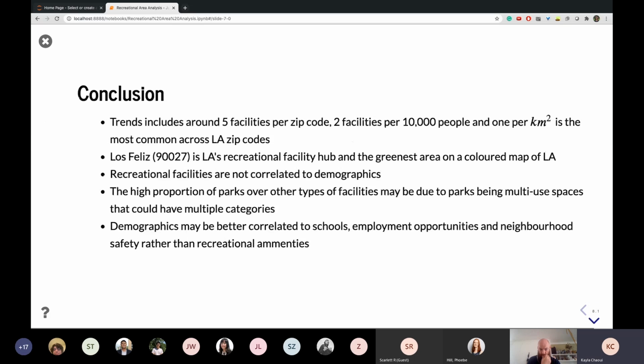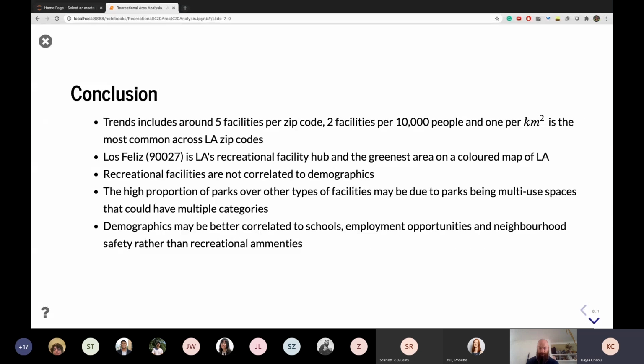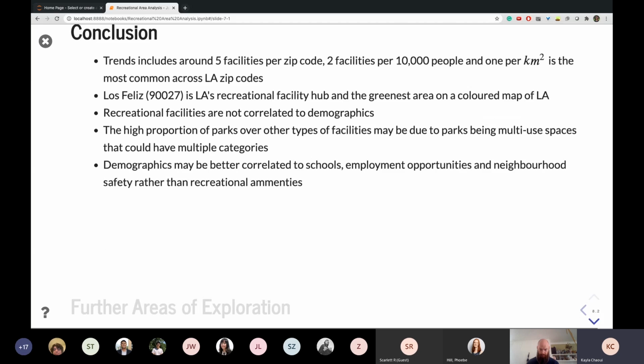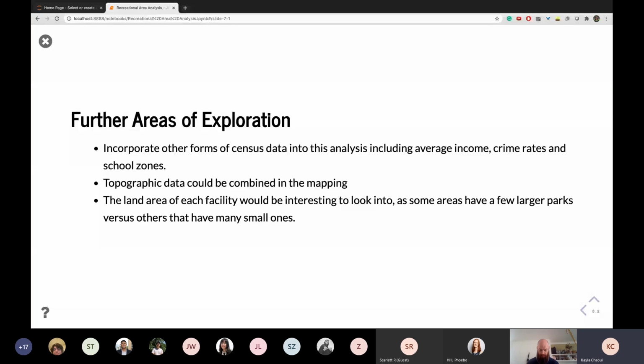So to summarize my findings, the number of recreational facilities is more correlated to the area of the zip code than any other demographic feature. Similarly, the specific types of recreational facilities are also unrelated to demographics. If the data was available, further areas of exploration would be to include land area that each facility occupies, or other census data that was unavailable, such as income, school zones, and crime rates. Thank you.